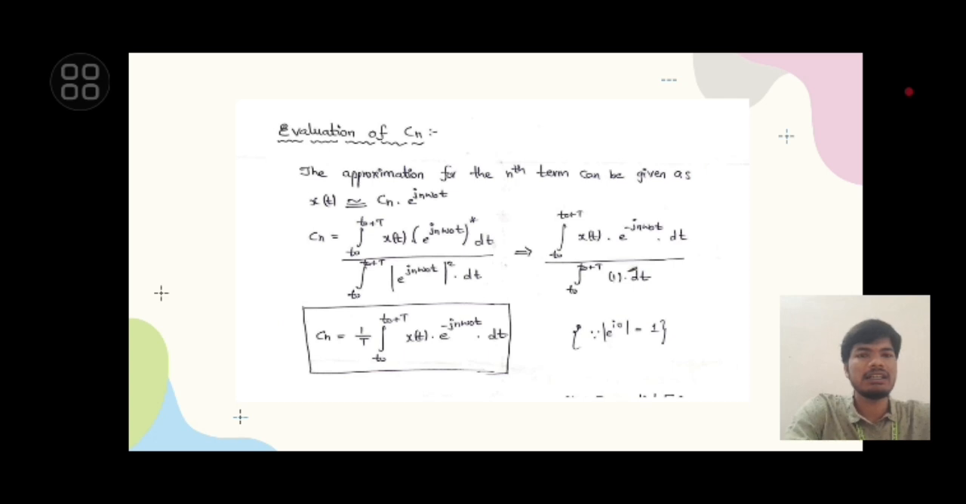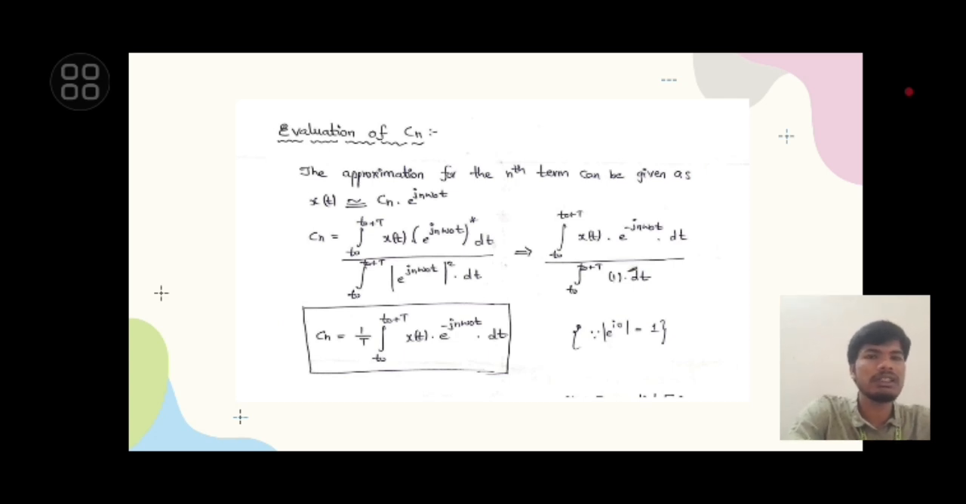Evaluation of Cn. The approximation for the nth term can be given as x of t is similar to c suffix n into e power jn omega naught t. Cn is represented as the integral from t naught to t naught plus T of x of t into e power jn omega naught t whole star into dt, divided by the integral from t naught to t naught plus T of modulus of e power jn omega naught t whole square into dt.